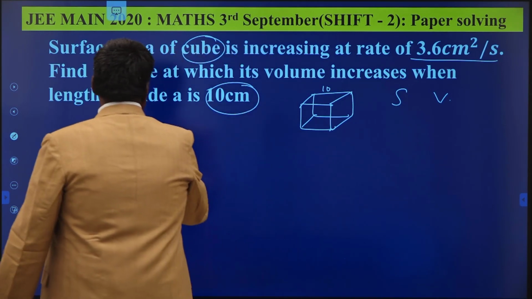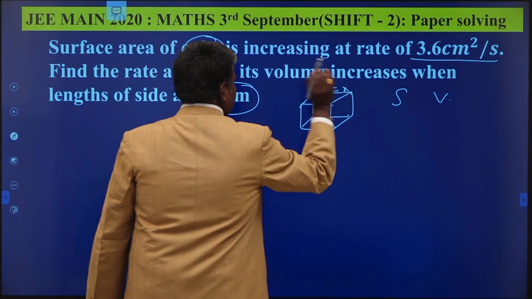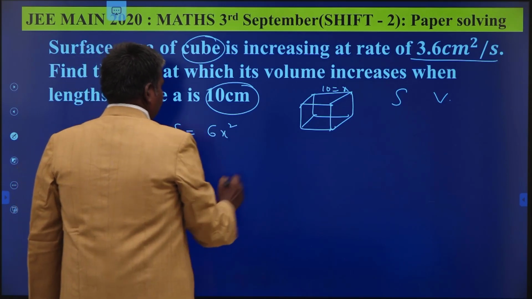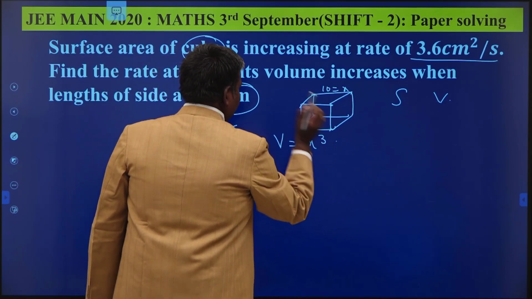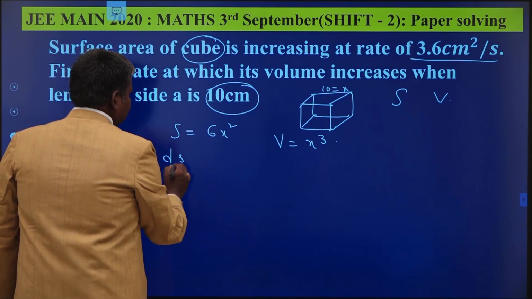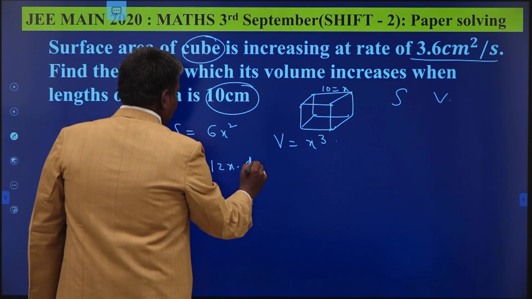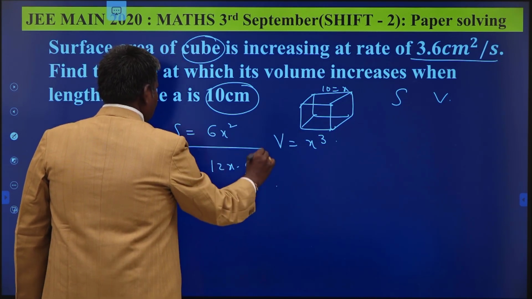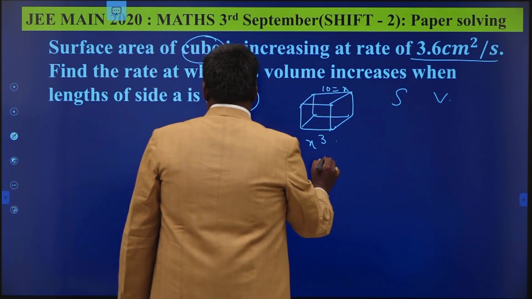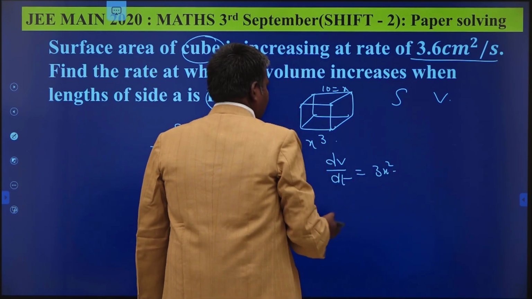So, what is the surface area of a cube? 6x square. X is side length, and we have to find out the value at x equal to 10. S is equal to 6x square, and volume is equal to x cube. So, rate of change of S, ds by dt, is equal to 12 times of x into dx by dt. Differentiate with respect to t, we obtain this condition. Again, dv by dt is equal to 3x square times of dx by dt.